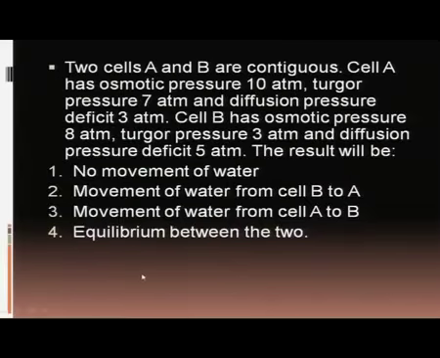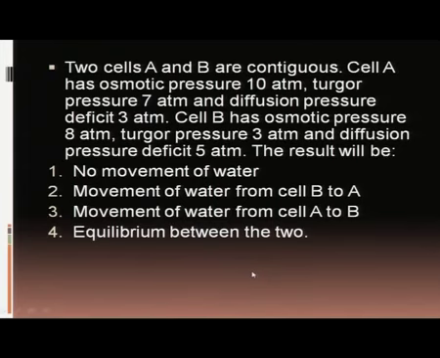Okay. This is a similar question. Two cells A and B are contiguous. Cell A has osmotic pressure of 10 atmosphere, turgor pressure of 7 and diffusion pressure deficit of 3 atmospheres. Now, cell B has osmotic pressure 8 atmosphere, turgor pressure 3 atmosphere and diffusion pressure deficit of 5 atmosphere. What will be the result of movement of water, whether there will be no movement of water, or movement from B to A, or A to B, or an equilibrium between the two.